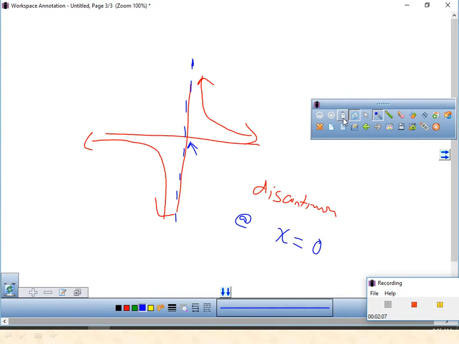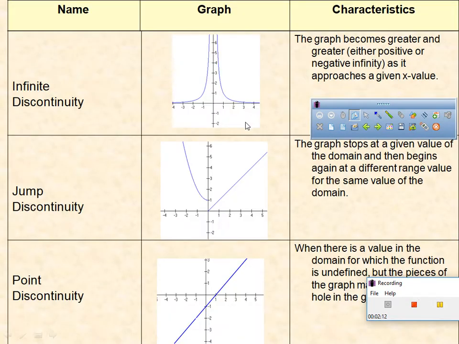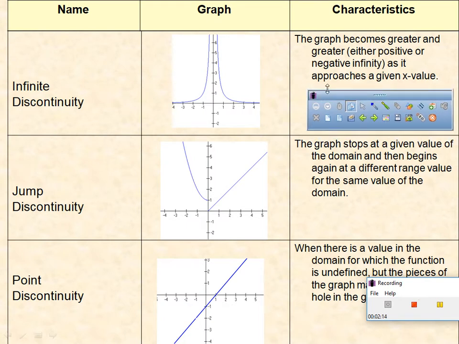So let's talk about what types of discontinuities there are. This is what you do need to get down, the three pictures. The first one is what we call an infinite discontinuity. Basically, if your function shoots off to either positive infinity or negative infinity, then that is what we classify as an infinite discontinuity. Your function is going to infinity.